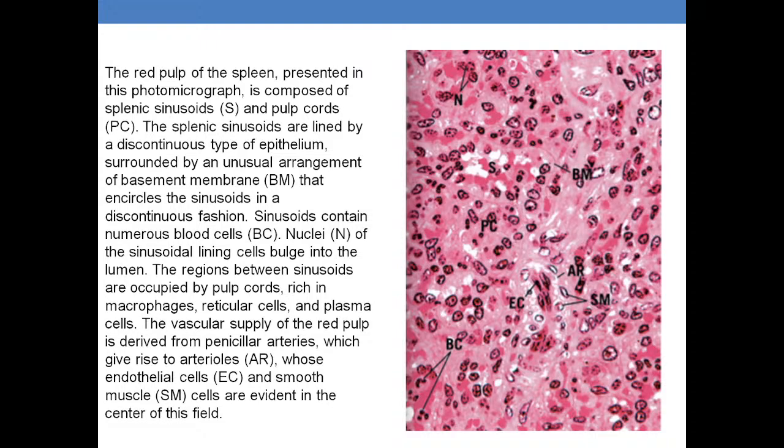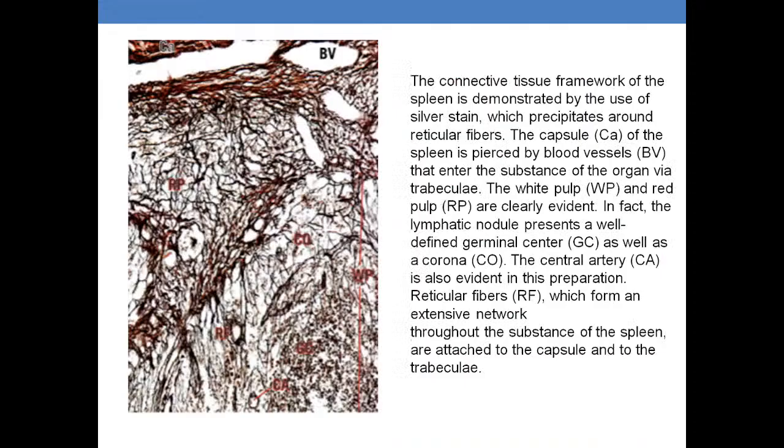The vascular supply of the red pulp is derived from penicillar arteries, which give rise to arterioles, whose endothelial cells and smooth muscle cells are evident in the center of this field.